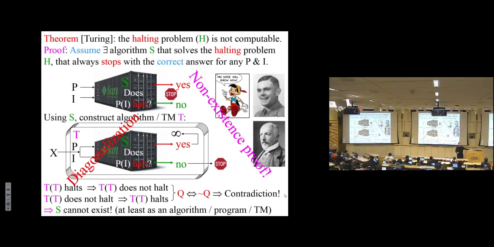So imagine how much harder the other questions are about code if you can't even solve the simplest question about a piece of code. And of course, all these other questions are also undecidable. We'll get to that later.